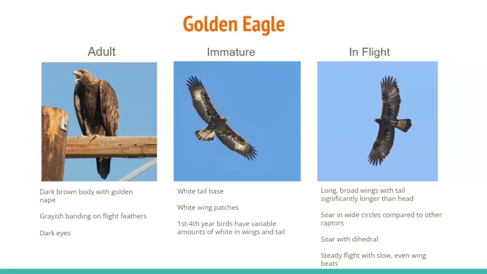So in flight, golden eagles, again, have very long, broad wings, but unlike the bald eagle, their tail is significantly longer than their head. So oftentimes, if you see them at a distance, they give a profile more similar to that of a vulture. They will often soar in wide circles compared to other raptors, and you will often see them flying with vultures, which can add to the confusion. And to add even more to the confusion, they can also soar with a dihedral, though not as strong as our turkey vultures. And again, similar to the bald eagle, steady flight with slow, even wing beats.